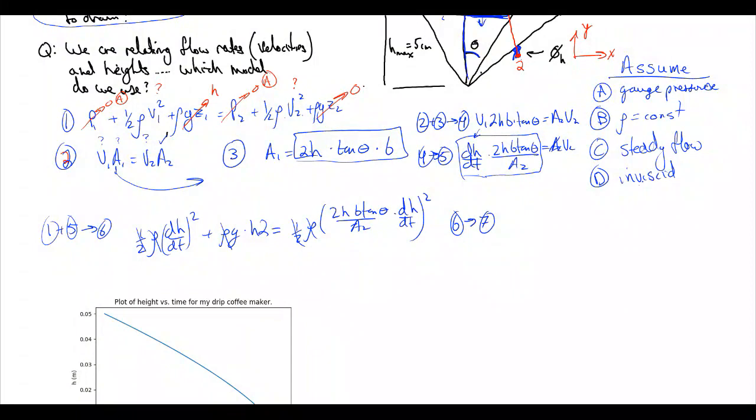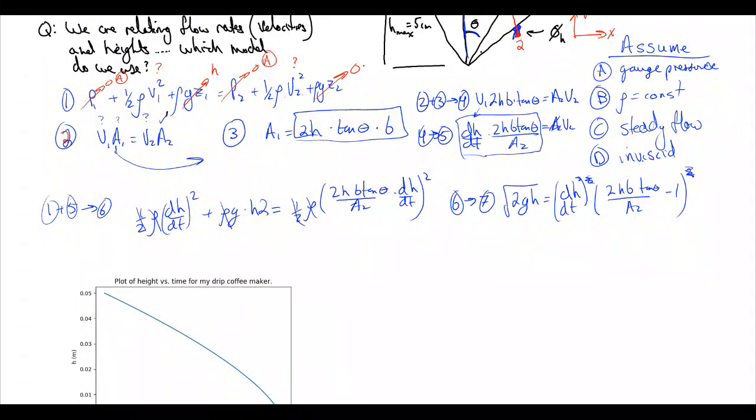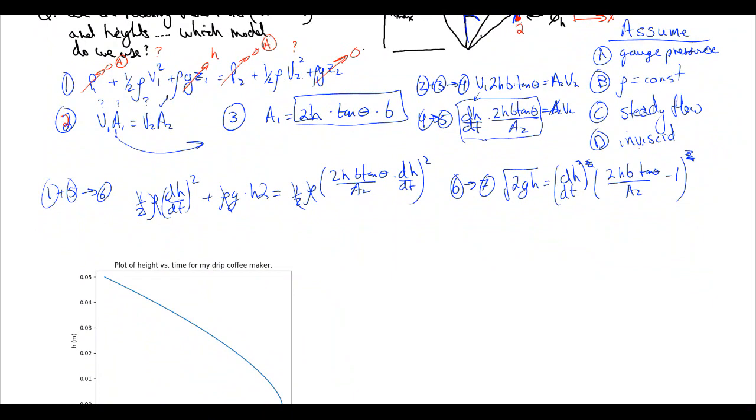So 2gh is equal to (dh/dt) squared, let's write it like that, times, oh sorry, we got that wrong. Not 1 minus, it's 2hb tangent of theta divided by A2, minus 1. Great, and that's also squared. So let's take the square root of both sides. And now we're going to separate and integrate.